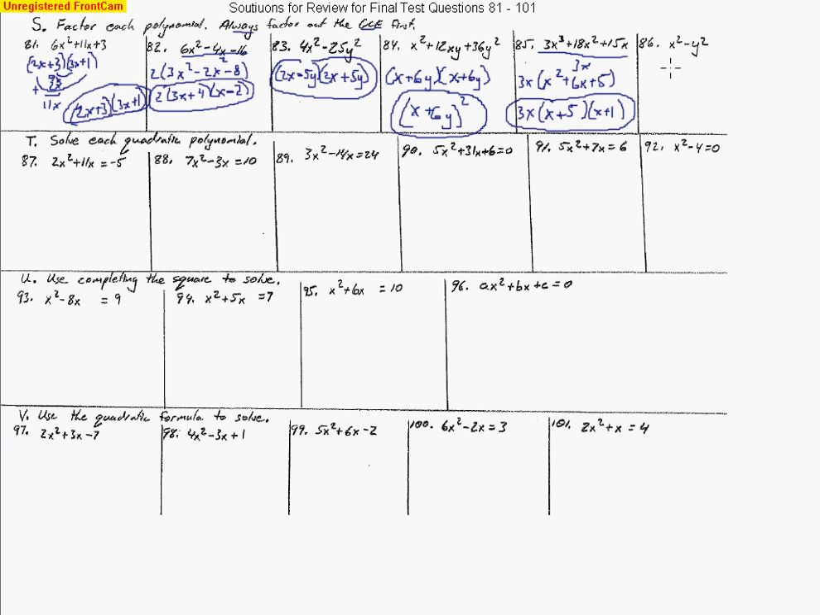Over here, another difference of squares. Again, when you see the first and last term are both perfect squares, it factors to a sum and a difference, x minus y and x plus y. Those are the answers. Moving on to the next part, solve each quadratic polynomial.